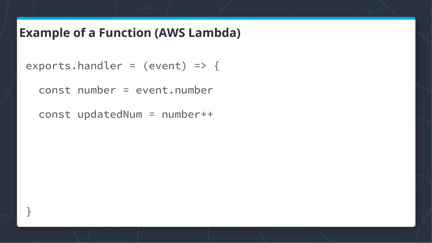Then we can implement business logic that processes an event in a Lambda function and then returns a result to a caller. So in this case, we just return an object that contains a single field called result and updated number and the result value.